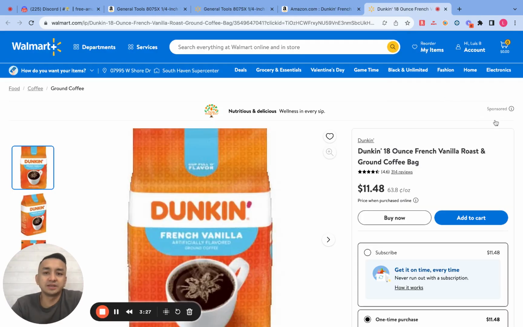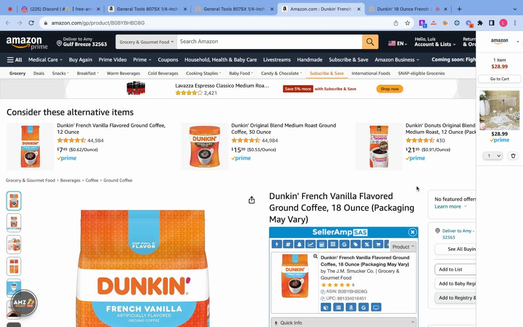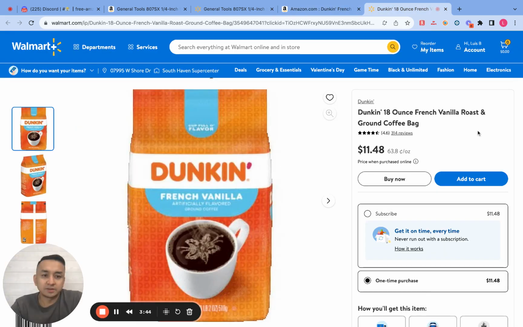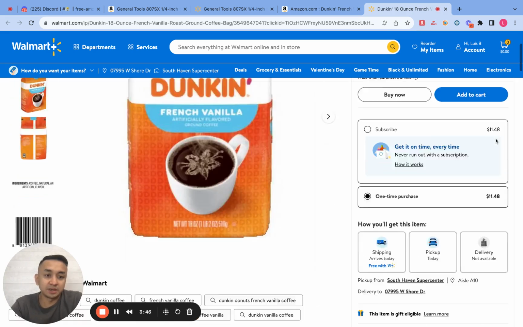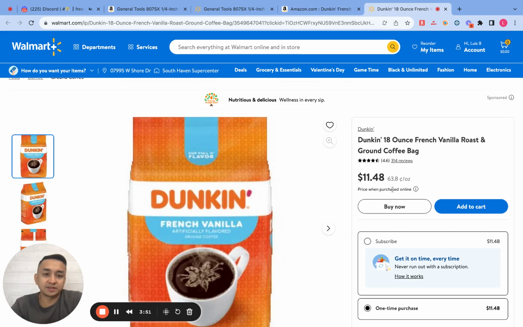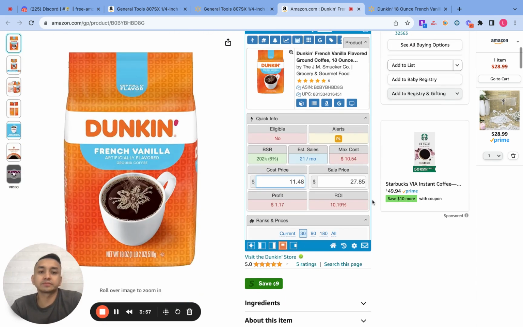Next one is Dunkin' Donuts coffee. So 18-ounce French vanilla roast and ground coffee. Let's see this one. French vanilla, ground coffee, 18 ounce, packaging may vary. So to me, they look like the same exact product, right? The cost is $11.48. So again, I would plug this here, $11.48.